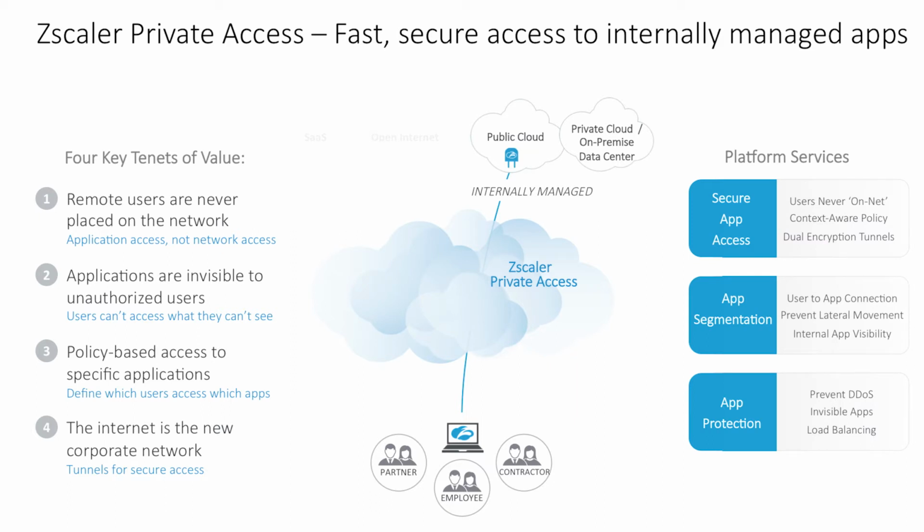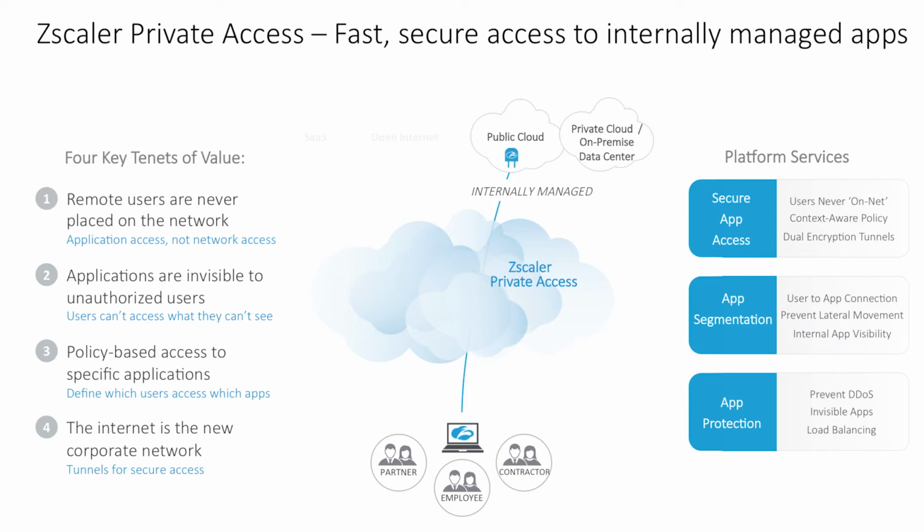So the platform services that map to these key tenets include secure app access, where the user is never on the network, and if you want, you can do double encryption of these tunnels using your own organization's PKI framework. It allows you to do app segmentation, so you allow user-to-app connections. It prevents lateral movement, so if a user doesn't have access to an acquired organization's application namespace, they simply can't even discover that. And it gives you internal visibility.